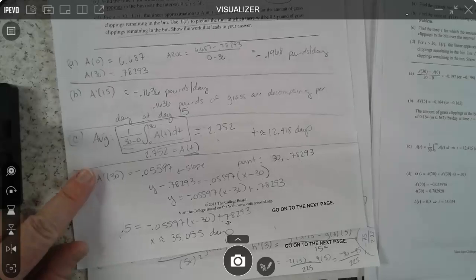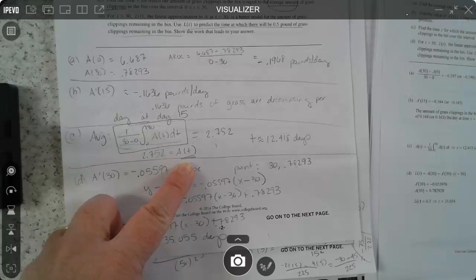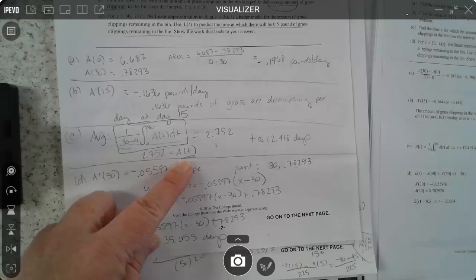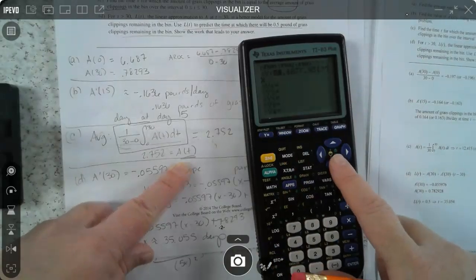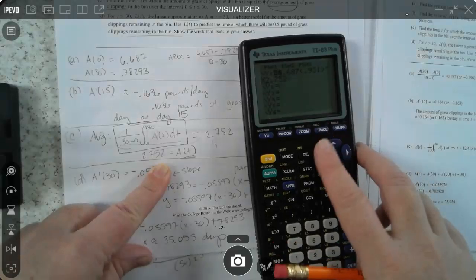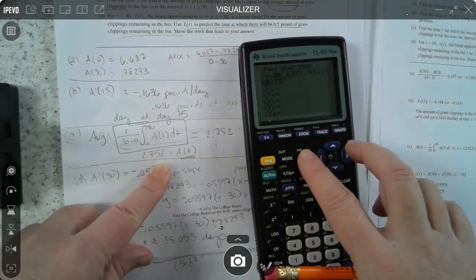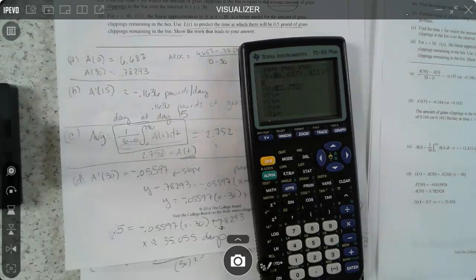And then I set it equal to that A of t. Now remember, A of t is still in my calculator. That's in my Y1, right? I put that in there in the beginning so I go back and reference. So now all I need to do is come into this calculator, and down here I'm going to put the 2.752. If you are not using your calculator on a calculator problem, you are doing something wrong and too much work. And you won't have time to do it.